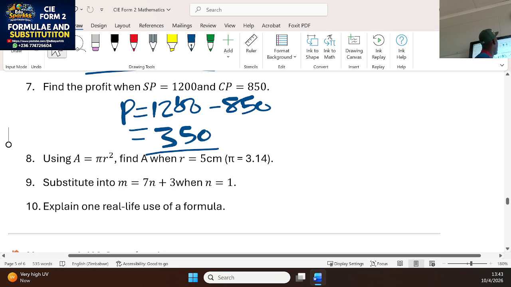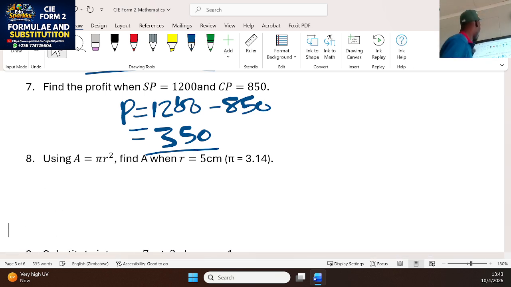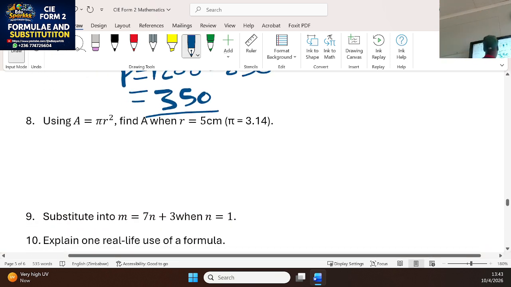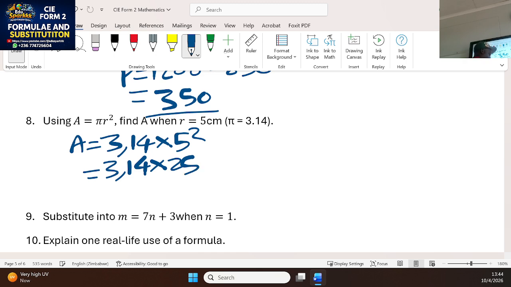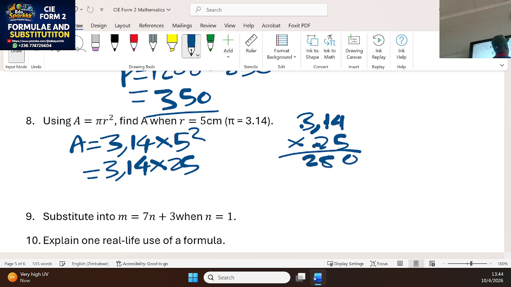Still moving, next we are interested in computations around a circle. Here we are interested in finding the area, or the amount of space covered by a circle. The formula is A equal to pi, and we are given the value of pi to use, 3.14, multiplied by the radius squared. So that's 5 squared. In essence, we'll have 3.14 multiplied by 25. And when we do the calculation quickly, 3.14 multiplied by 25.